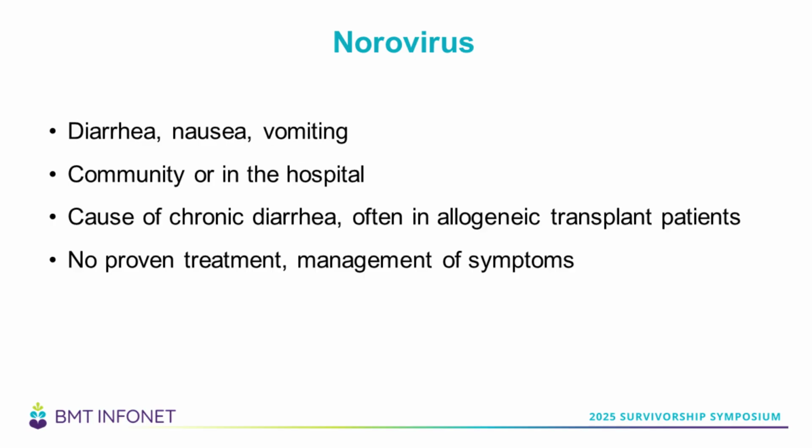And this infection can be acquired in the community or in the hospital, and it can actually lead to chronic diarrhea, most often in allogeneic transplant patients. And when I mean chronic diarrhea, I mean diarrhea that can keep going for beyond 2 or 3 weeks. Unfortunately, at this time, there's no proven treatment for norovirus infection, and your medical team will manage your symptoms of diarrhea, nausea, and vomiting with other medications.